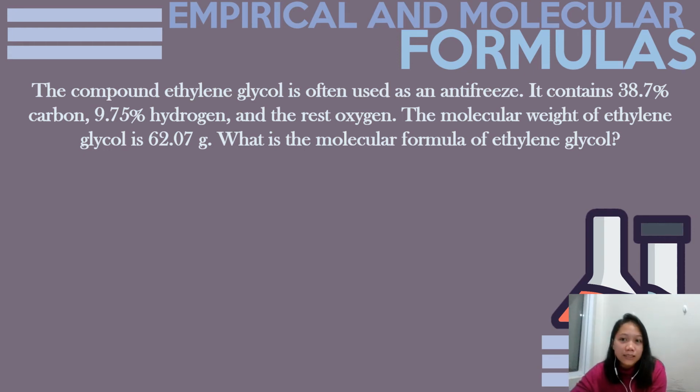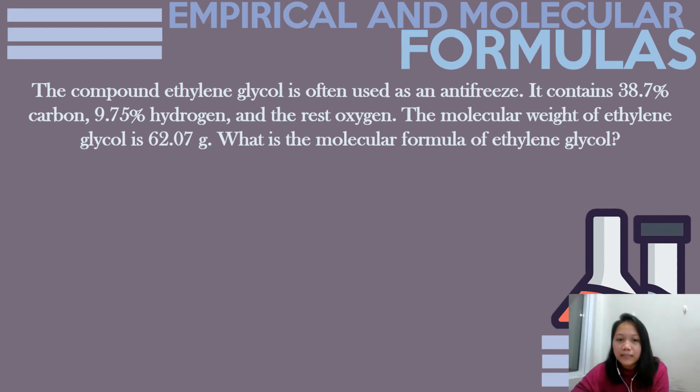It contains 38.7% of carbon, and it contains 9.75% of hydrogen, and the rest is oxygen. So mamaya, alamin natin, of course, ano yung the rest na sinasabi dyan. The molecular weight of your ethylene glycol is 62.07 grams per mole. What is the molecular formula of your ethylene glycol? So, of course, for us to be able to identify the molecular formula of your ethylene glycol, which is an antifreeze, we need first to identify what is your empirical formula.